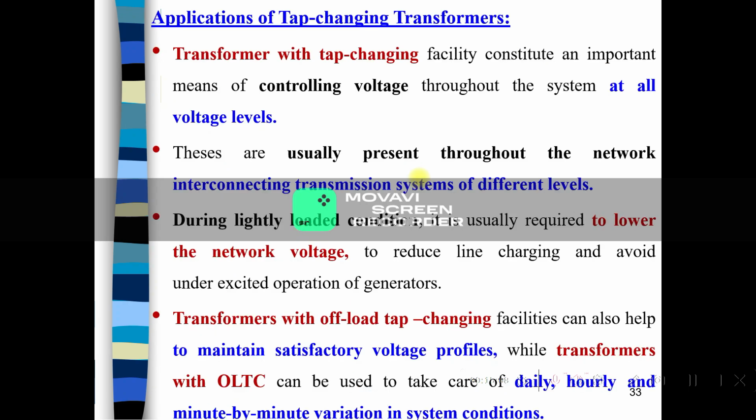Application of tap changing transformer. Transformers with tap changing facilities constitute an important means of controlling voltage throughout the system at all voltage levels. So some explanations are there.